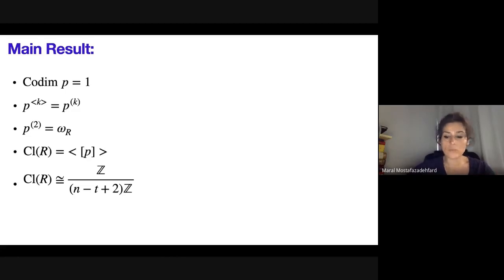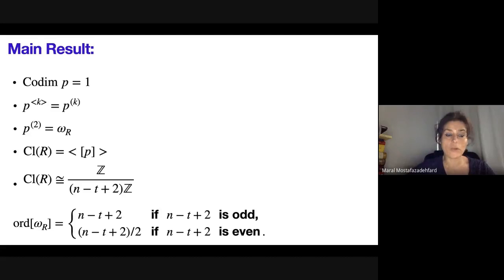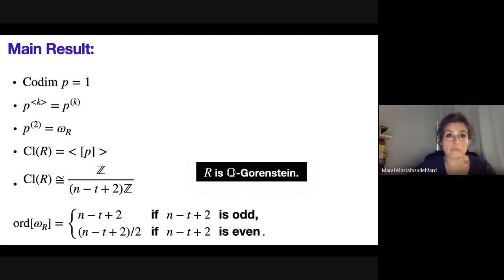And obviously from the order of this divisor class group, the order of the canonical divisor would be the same number or half of that. So we have a finite divisor class group. In this group, the canonical divisor has finite order, so we can say that the canonical divisor is a torsion element of the divisor class group. In this sense, we say that our ring is Q-Gorenstein. It is a specific property of them.